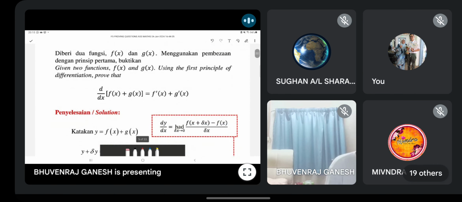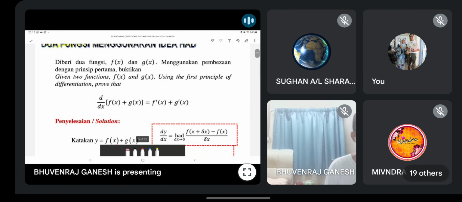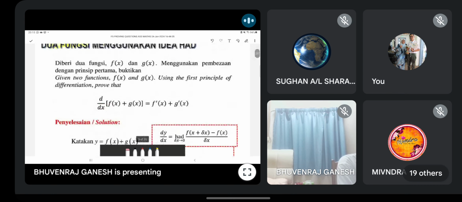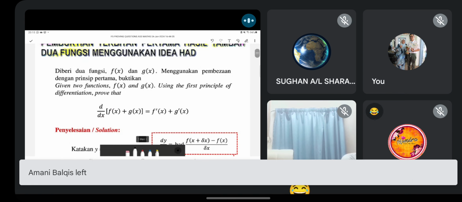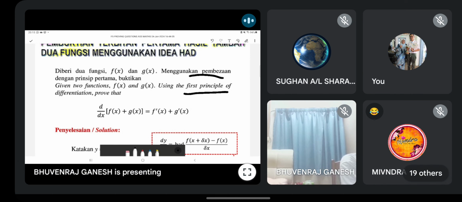This is the difficult one lah. Yang ni kamu nampak pasti kamu pening. Definitely you all will get crazy when you see this. But you must know how to prove. I think you all know this one. Have you all heard of this first principle? I think you all know, right?